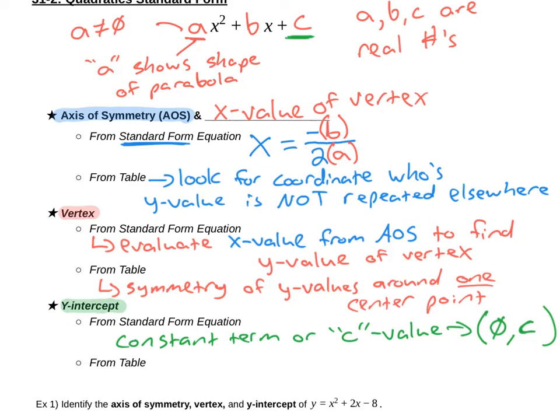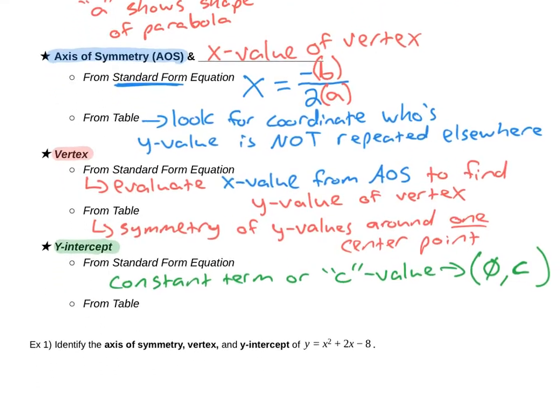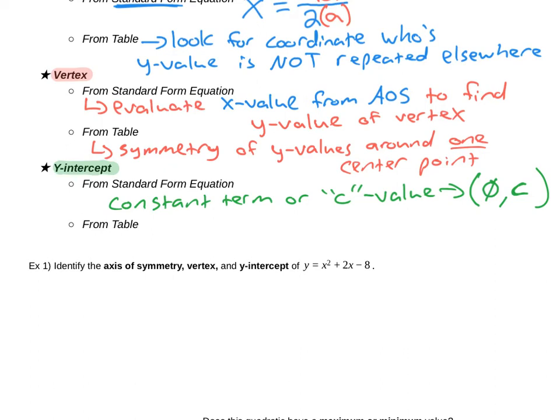Now, how are you going to find it in a table? How do you know you're looking at a y-intercept in a table? Yes? x is 0. Look for it when x is 0. So you're looking at a table. Look for when x is 0.